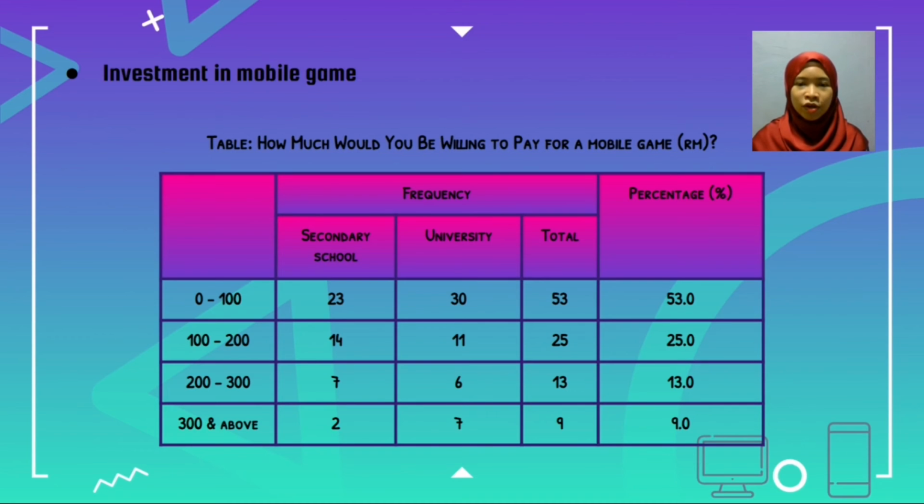Next is investment in mobile games. Referring to the data obtained, most students from secondary school and university are less interested in investing their money in mobile games. About 53 out of the total respondents choose to invest from 0 ringgits to 100 ringgits, while only 9 out of the total respondents were willing to invest their money until it reached the value of 300 ringgits and above. Although students like to play mobile games, they prefer free games and not much investment is spent. In addition, most of the students who invest in mobile games are university students compared to secondary students, which are 54 from university students and 46 from secondary students. University students likely have more savings because they are already independent, while secondary students are still under parental supervision.